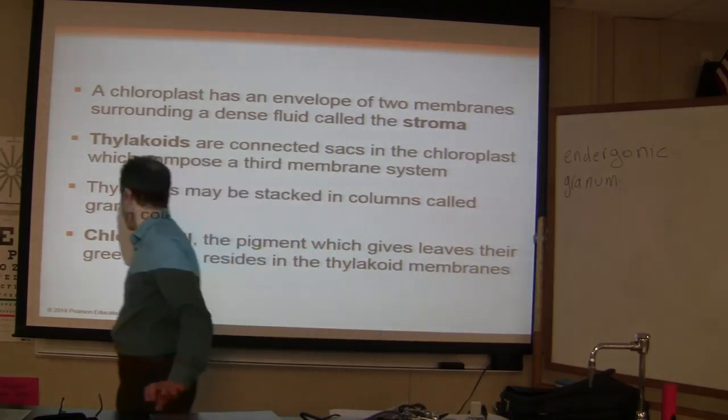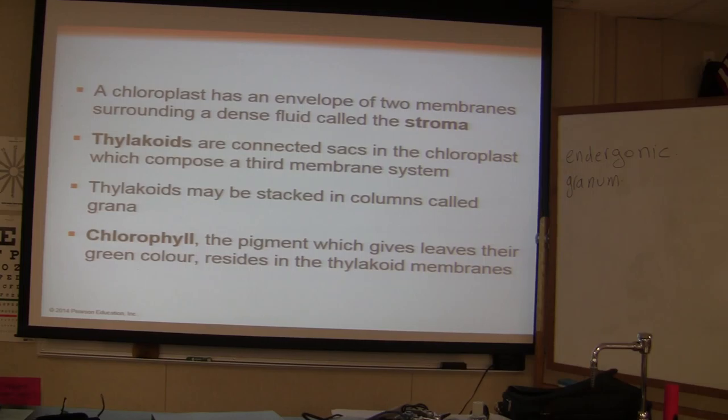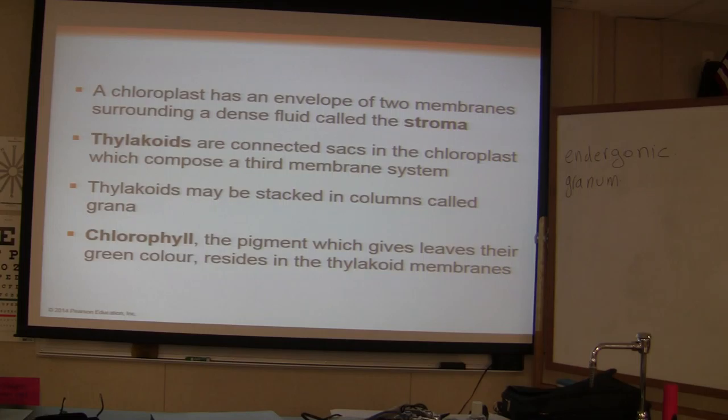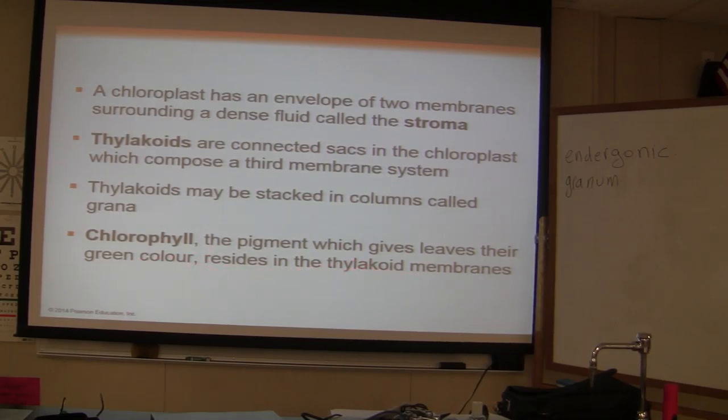Okay. And then chlorophylls are pigments. That's what you're going to do in the lab today. You're going to grind up chloroplast. But when you're grinding it up, you're going to end up grinding up these guys. And when you grind up these guys, then you will see chlorophylls on your paper chromatography. You will see them today. Okay. So chlorophylls are pigments that give leaves their green color that resides in the thylakoid membrane.